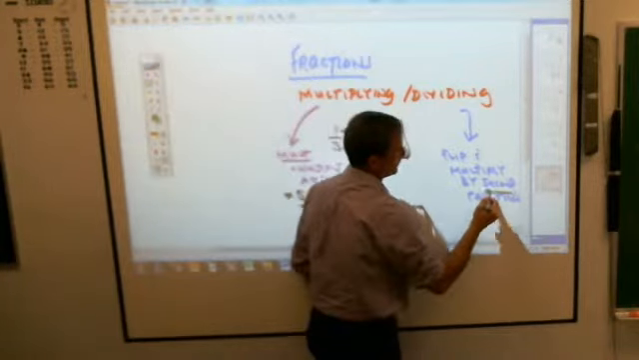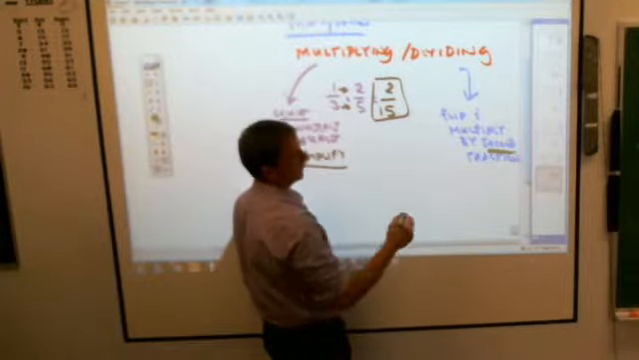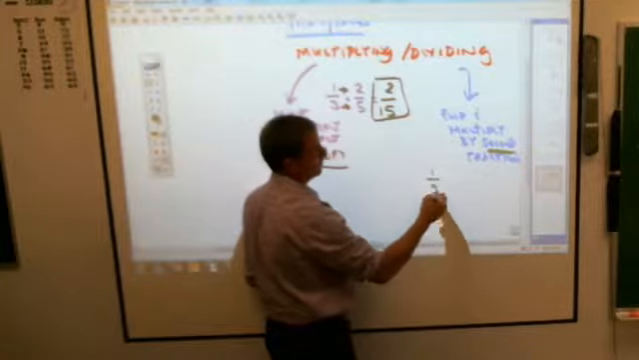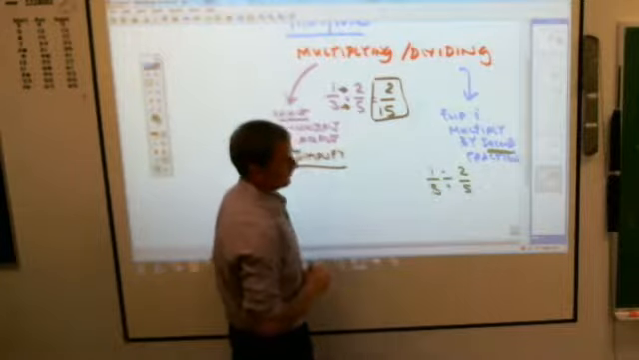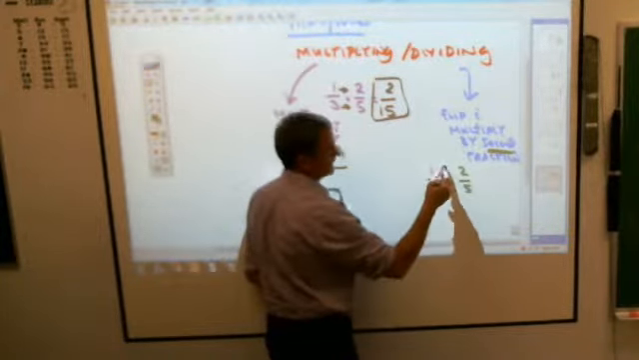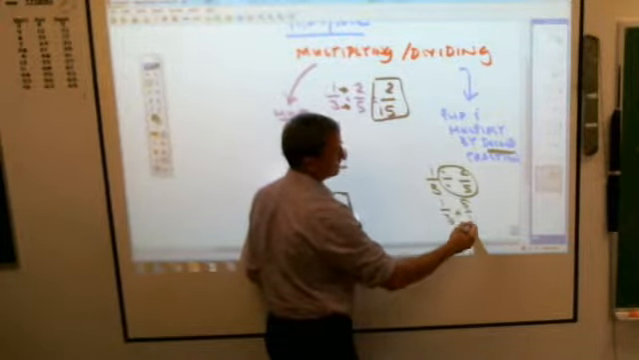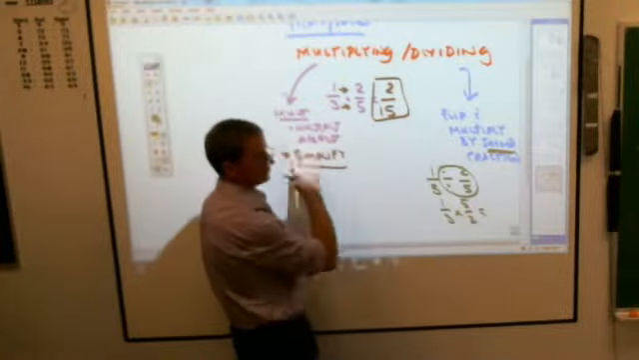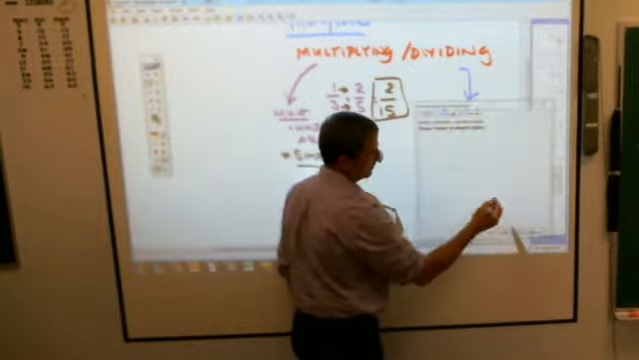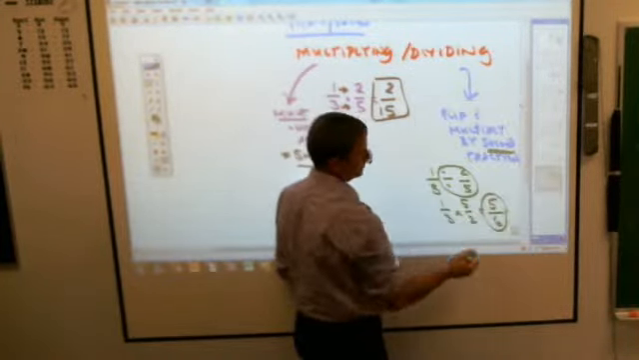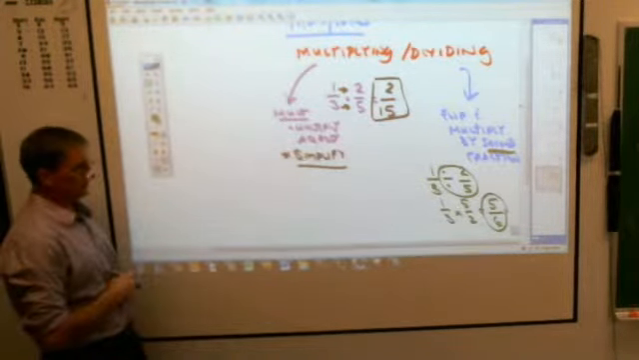Too many times I see people flipping the first one, and that just gives you an upside down, completely backwards answer. For example, let's say I have 1/3 divided by 2/5. It's the second fraction you're flipping and multiplying, so it's 1/3 times 5/2. And then it becomes a multiplication problem that you multiply across with 1 times 5, 2 times 3 is 6. 5/6. Stay on that. And we'll get to what Amy said here in just a minute.